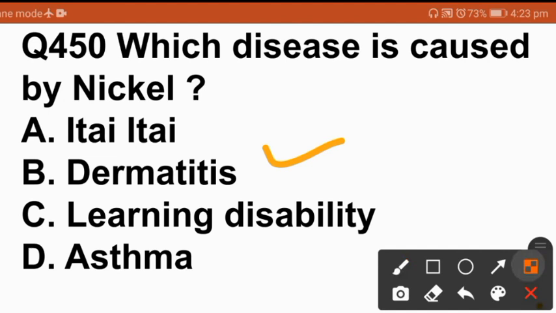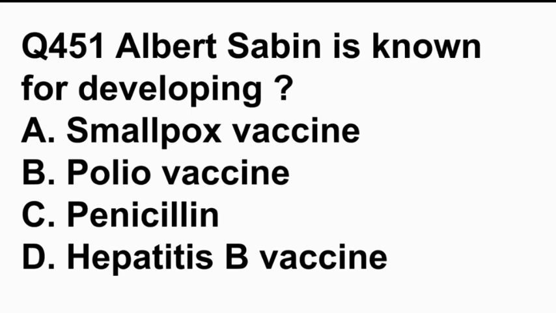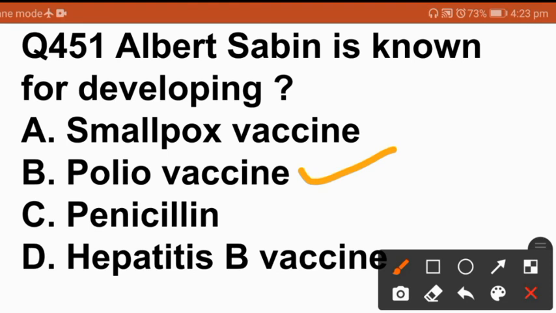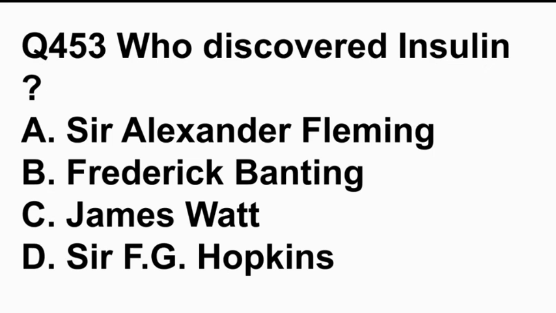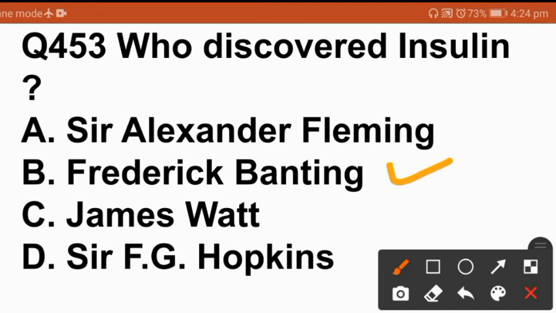Albert Sabin is known for developing B. Polio vaccine. Minamata disease is a nerves disorder caused by eating fish polluted with B. Mercury. Who discovered insulin? B. Frederick Banting. How is food energy measured?